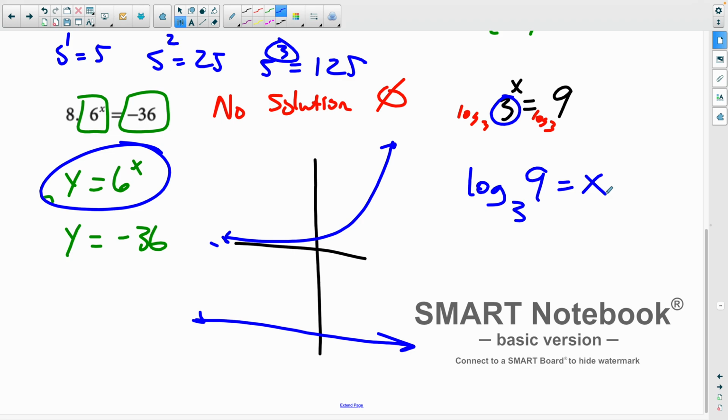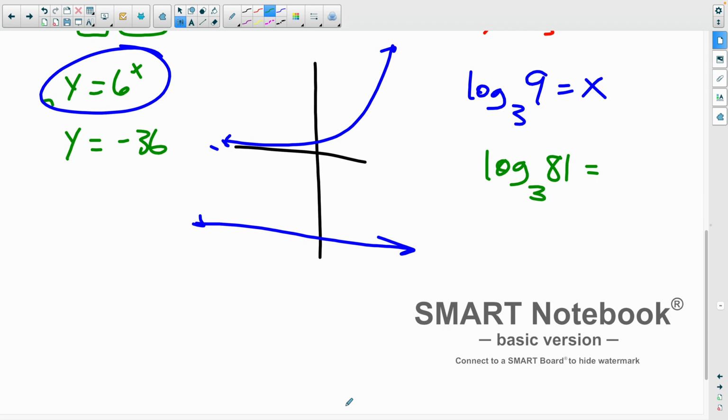Now, we need to be able to go the other way as well. So what if I were to give you a logarithm, can we write it in exponential form? If they give me a logarithm like that, a lot of times I'm going to set it equal to x just so I have that answer.